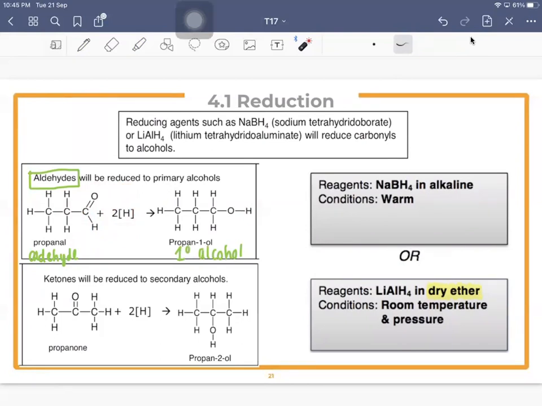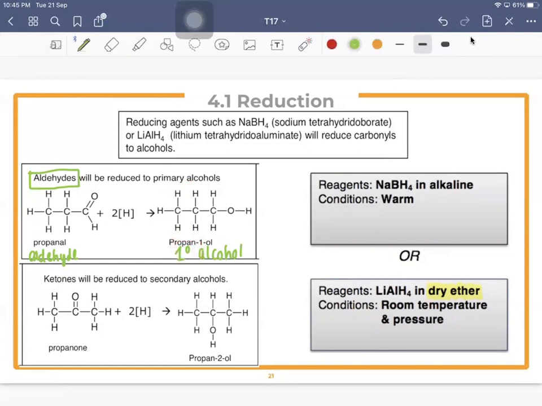The number 2 is just to balance the number of hydrogens that have been added into propanal to produce propan-1-ol. So this is a primary alcohol because the carbon where your hydroxy group is sitting is attached to 2 hydrogens and 1 alkyl group. The most important thing is that alkyl group. It's the ethyl group, and there's only 1 alkyl group, therefore it is a primary alcohol.